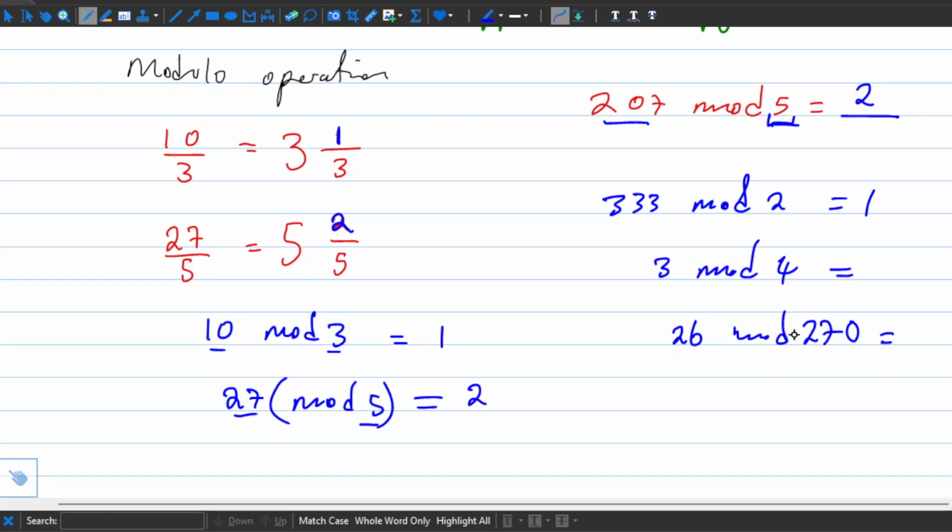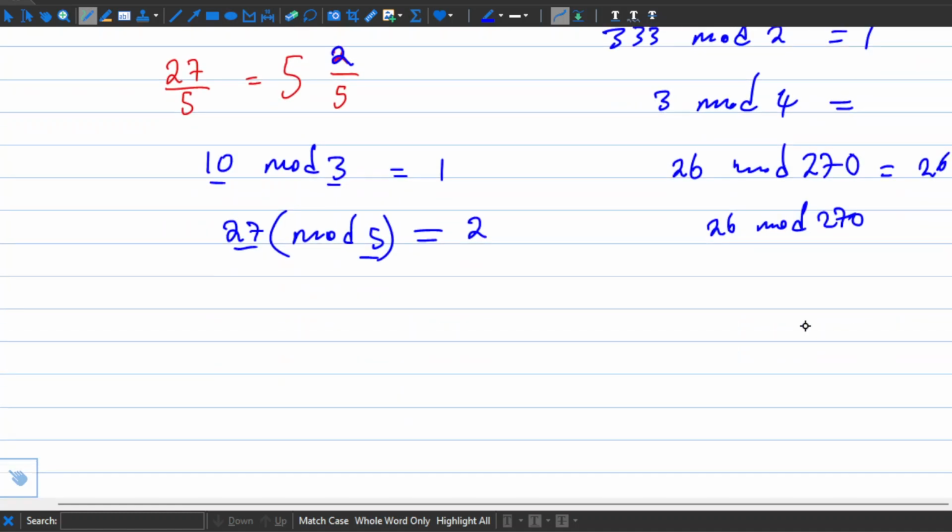So 26 mod 270 will be 26 mod 270. And sometimes they'll just write it as 6. So, but 26 mod 270 is 26 mod 270. Then the other property that you should know is that if the number is divisible, the mod will be 0. Okay, so let's say 25 mod 5. Okay, we know for a fact that 5 goes into 25, so there is no remainder that is left.